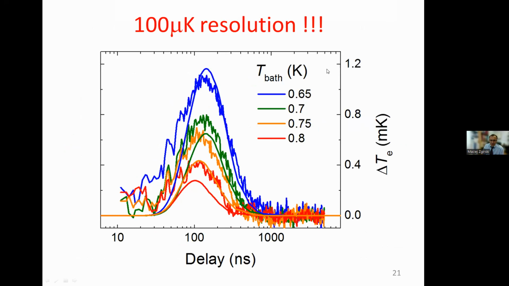If we measure these profiles at still higher temperatures, we can see here at 800 milli-K, we can measure the departure from the base value of temperature of only 400 microkelvin, with blur at the level of 100 microkelvin. So it shows that the method gives not only very good temporal resolution, but also very good temperature resolution.